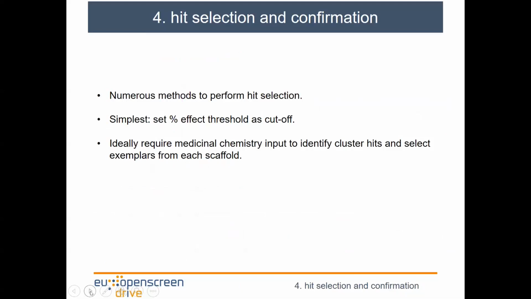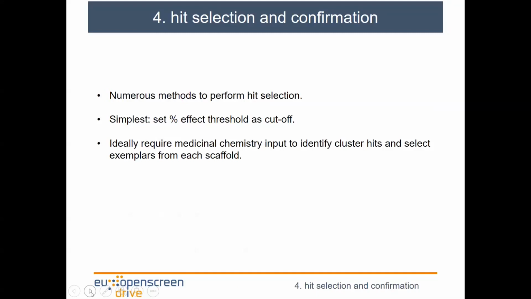Having done the primary screen from the marker library scaled up to 250,000 compounds, there are lots of ways of normalizing the data and deciding what should be categorized as a hit compound, as whatever you decide to do then will really dictate how the project progresses.